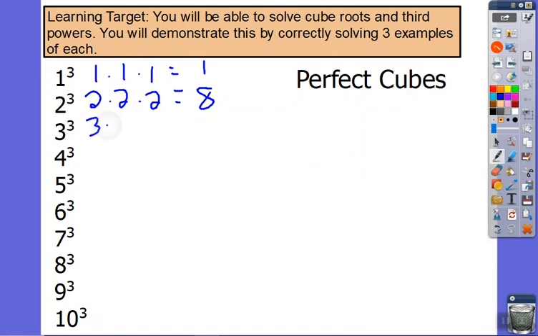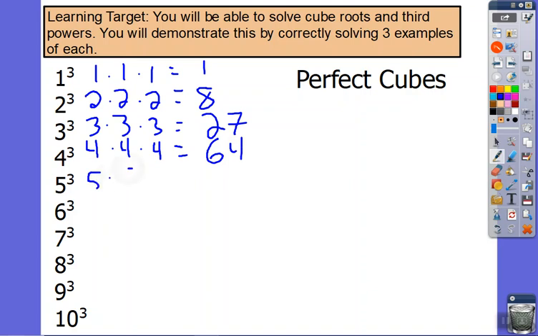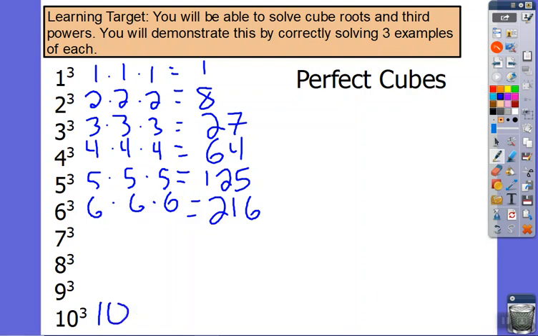Okay, so 3 times 3 is 9, times 3 is 27. 4 times 4 is 16, times 4 is 64. 5 times 5 is 25, and 5 quarters is $1.25. 6 times 6 times 6 is 216. And drop into the bottom, 10 times 10 times 10 is 1,000.